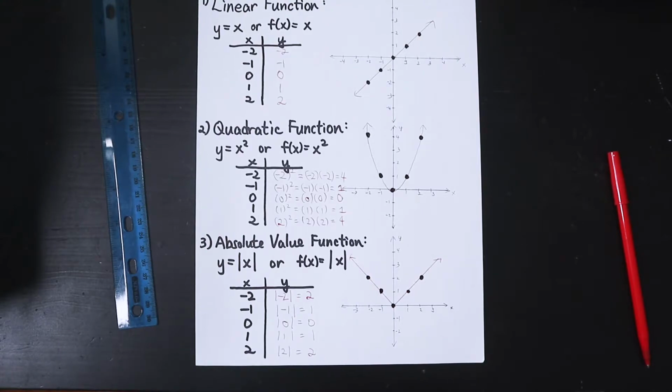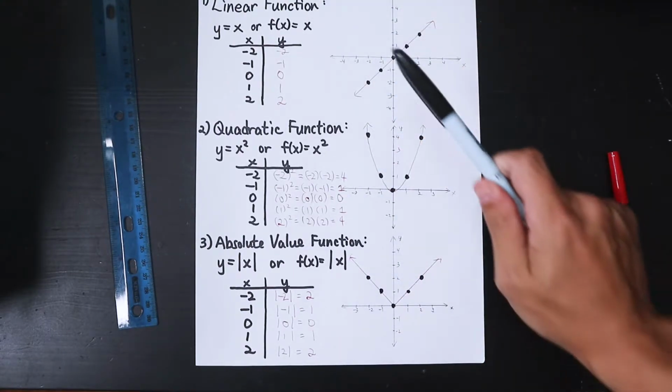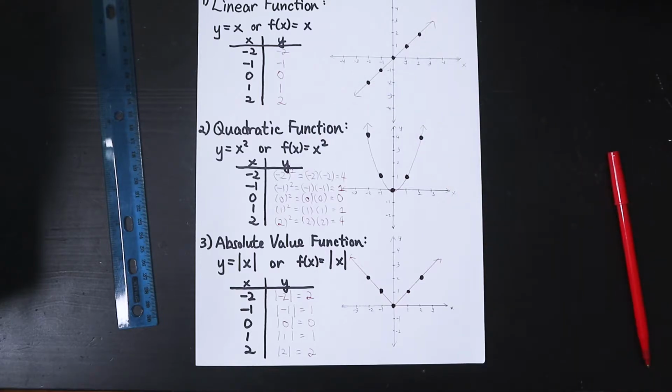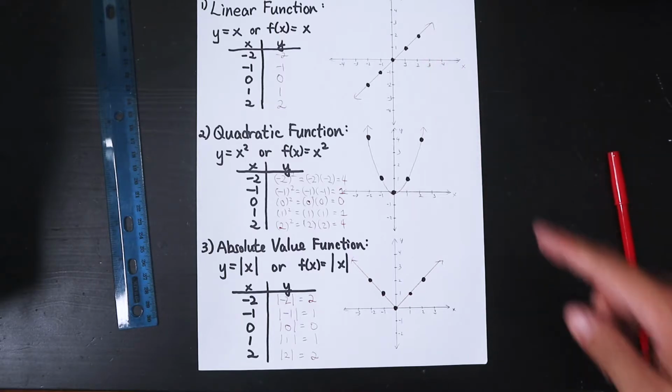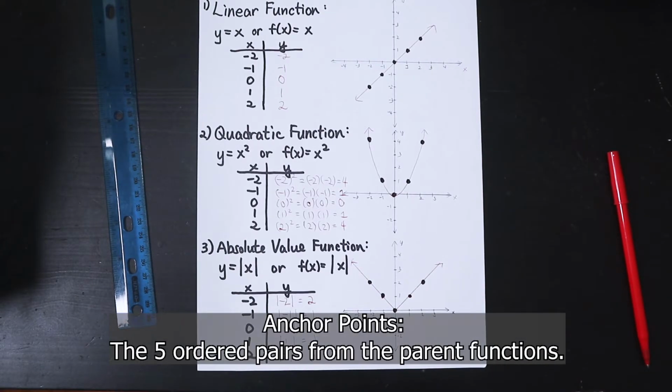Now these 5 points have a special name. You notice that every single parent function has 5 points, and it's always going to be the same 5 points. These are called the anchor points. I'm going to type it on the screen. Anchor points of a parent function.